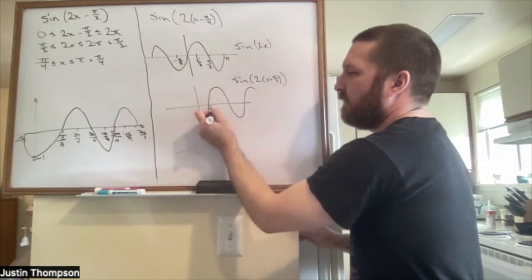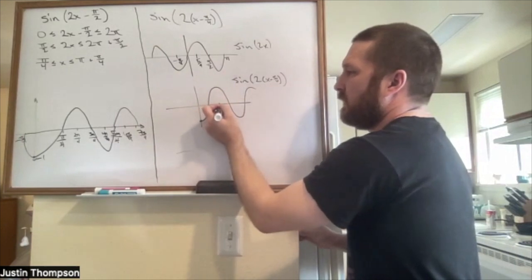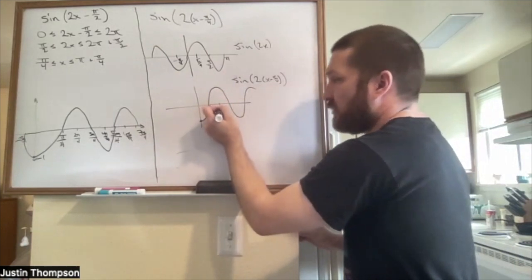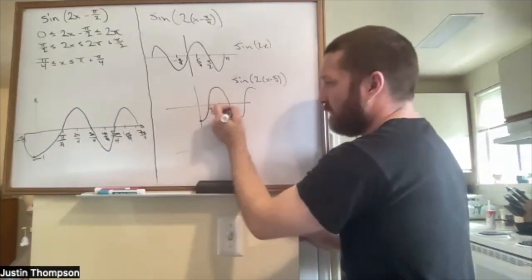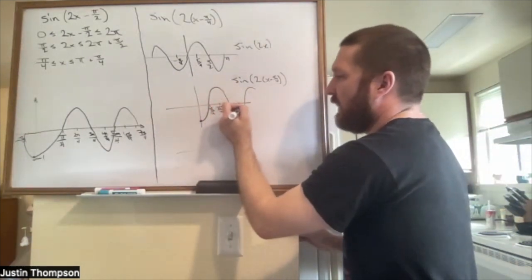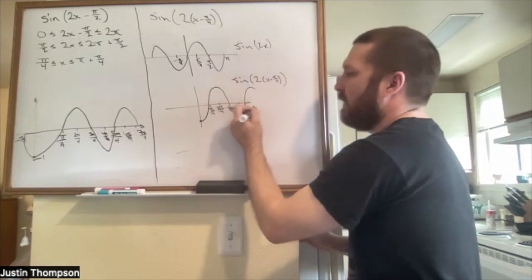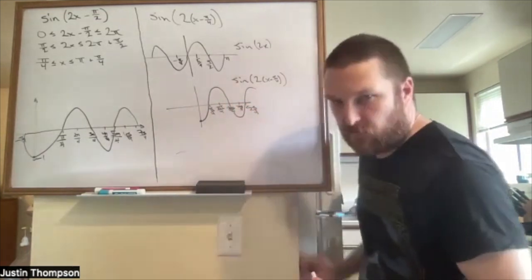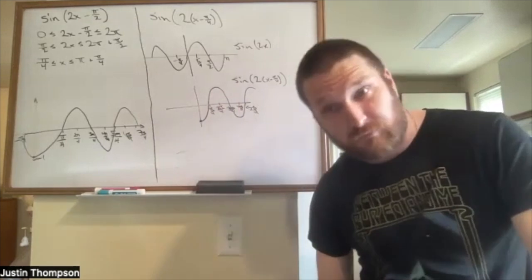So here's pi over 4. Here's 1 pi over 4. How about 2 pi over 4? How about 3 pi over 4? 4 pi over 4, 5 pi over 4, and so on and so on. So that's another way of doing it.